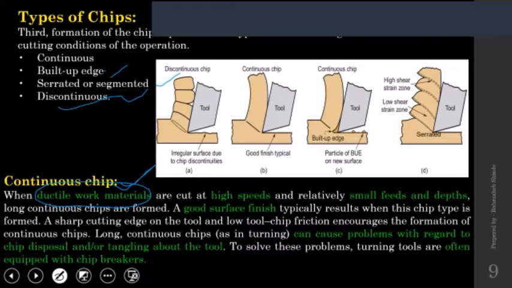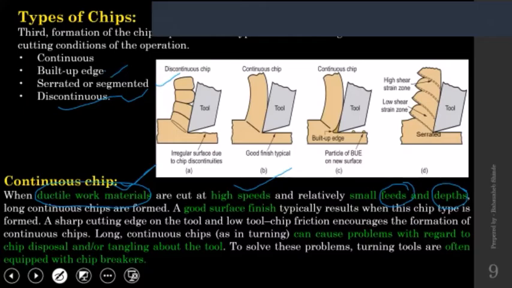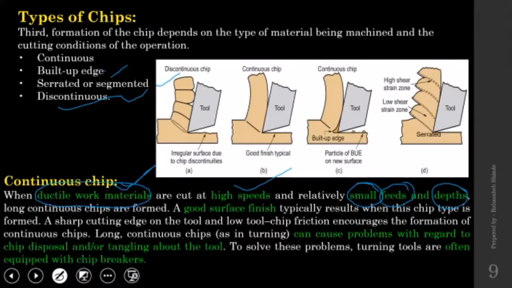Additionally, the cutting speed has to be high. When you machine with a high cutting speed, you will get continuous chip. Additionally, the feed rate and depth of cut have to be small. So when you remove material with a small depth of cut and small feed rate at high speed, you will get continuous chip. So when all these conditions are met, you are going to get the continuous chip.